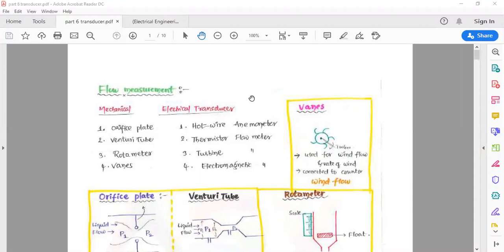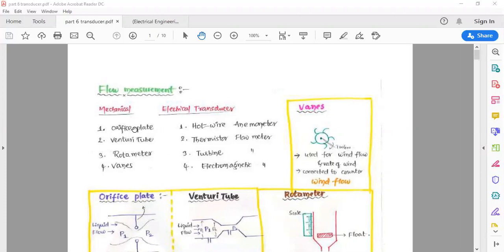Now, my next topic is flow measurement. How we measure flow of a liquid with the help of transducer. There are two types of devices, you can say transducers, with the help of which we measure flow of a liquid. These are mechanical and electrical transducers. In mechanical transducers, we use orifice plate, Venturi tube, rotameter, vanes, and in electrical transducers, we have hot wire anemometer, thermistor flow meter, turbine flow meter, electromagnetic flow meter, ultrasonic flow meter.